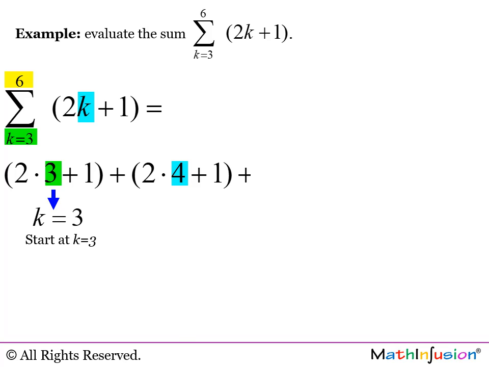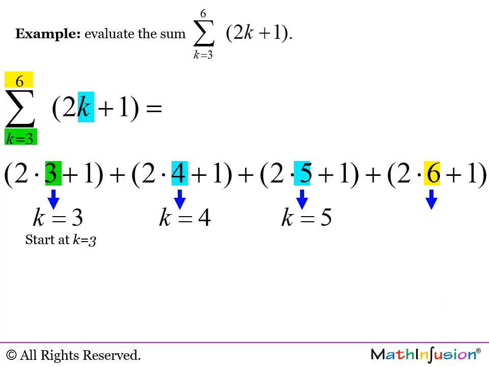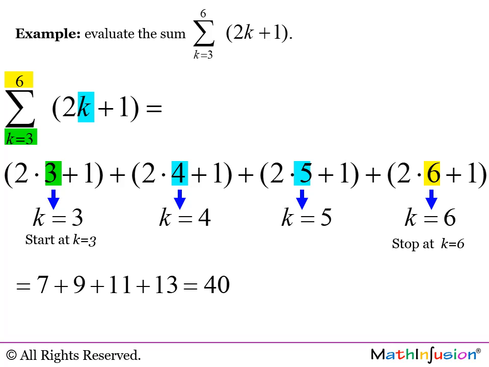So k now equals 4. Now we are going to have another term. This term belongs to the index k equals 5. And the last one is this one. We have to stop here because k equals 6 is the upper index. Now we can do the math and we will get 40.